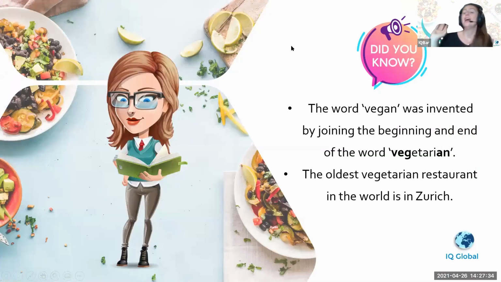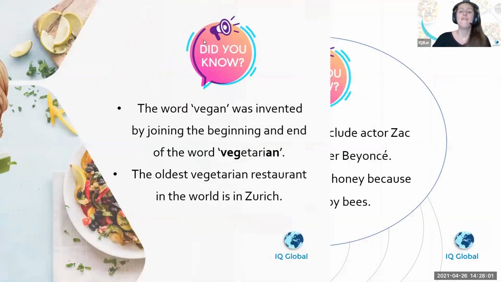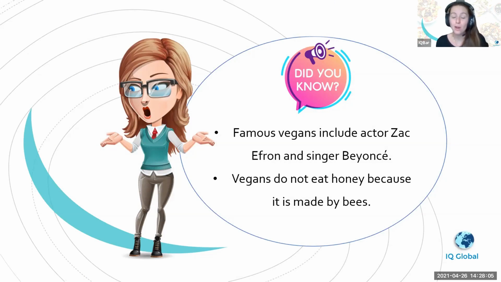Delicious. Perfect. So did you know the word vegan was invented by joining the beginning and end of the word vegetarian? So veg and an, and we've actually got vegetarian, so the "etari" is not in that word. The oldest vegetarian restaurant in the world is in Zurich. Okay, interesting. Famous vegans include actor Zac Efron and singer Beyonce. Vegans do not eat honey because it is made by bees. So an animal or an insect, they still wouldn't choose to eat honey.